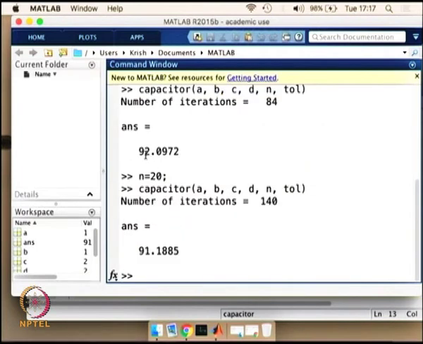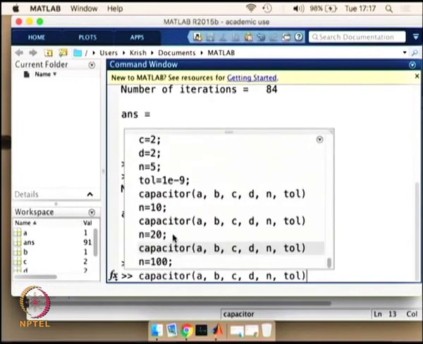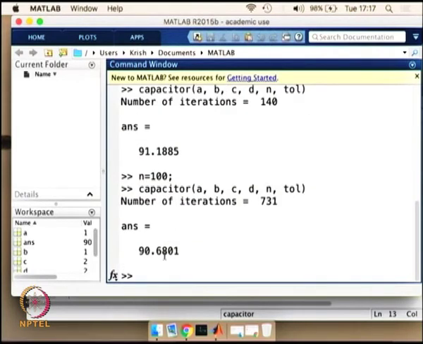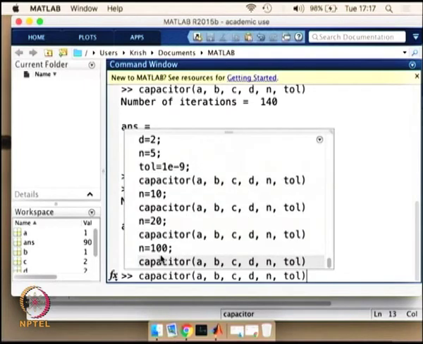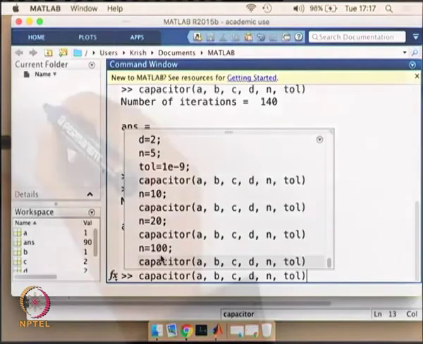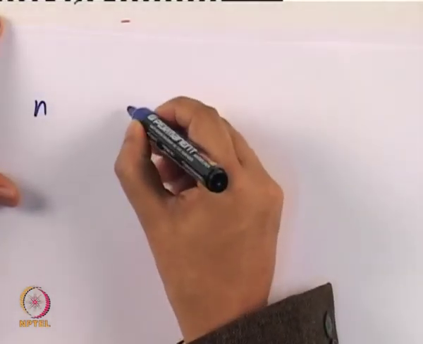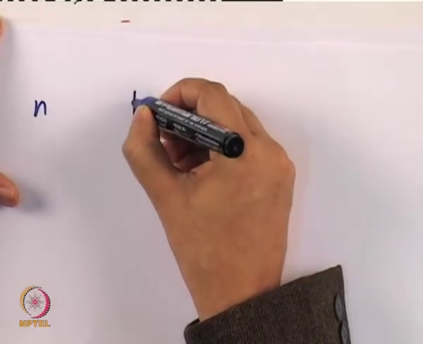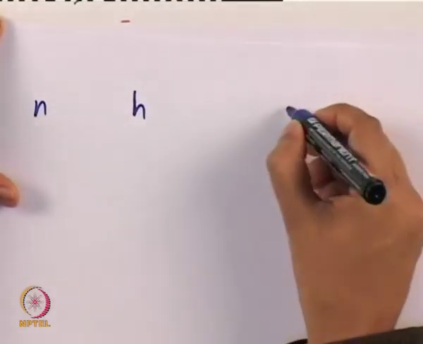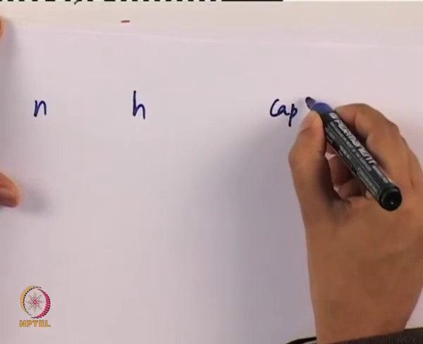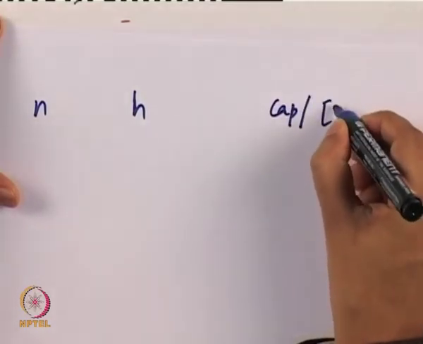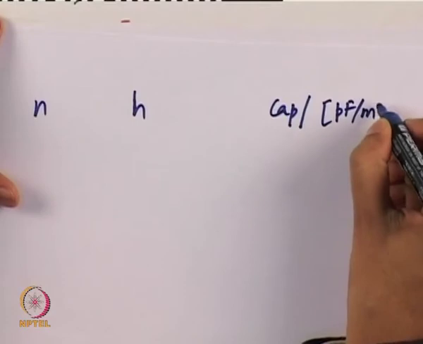We see the result is converging but in a slow manner. Let us say we go 5 times of that, we are coming to 90, and what we can also write is the number of points n, and for that we can also compute the h value, which is going to be the grid element size, and the capacitance value, which is measured in picofarad per meter.